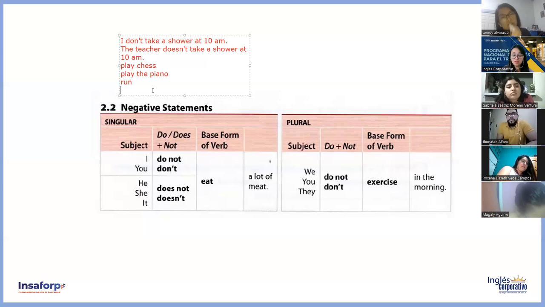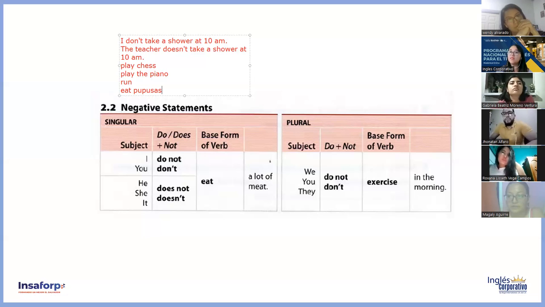Pupusas. I don't eat. Okay, why not? I don't eat pupusas. Okay. Who is going to make the negative statement? Let's choose one of the classmates. Choose a person. Roxana, okay, Roxana, please. Let's make it negative. She doesn't eat pupusas. Okay, she doesn't eat pupusas.